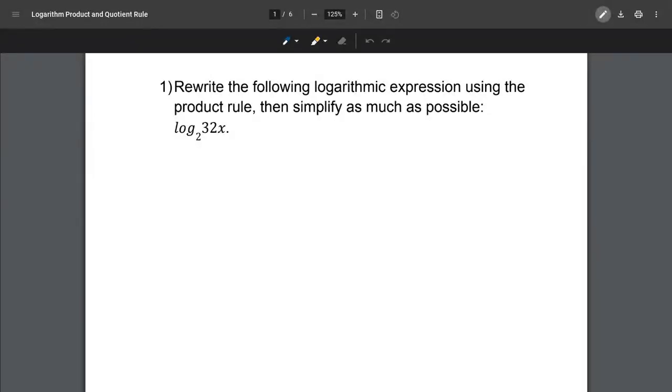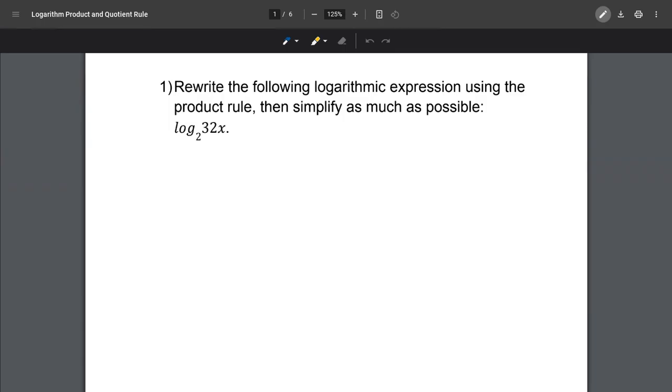In this video, I'm going through my Algebra II homework for today, where students are simplifying 4 different problems based on the logarithms product rule or quotient rule. So let's get to it.